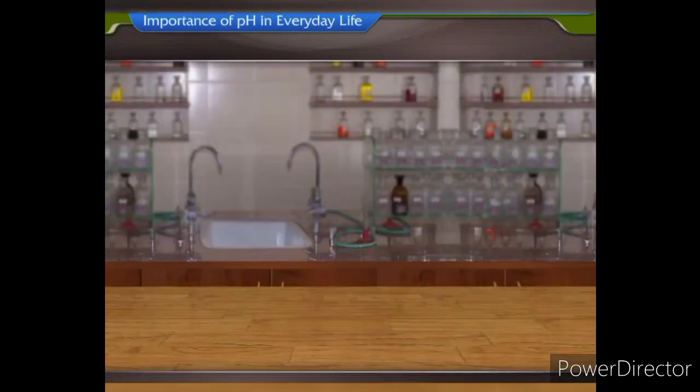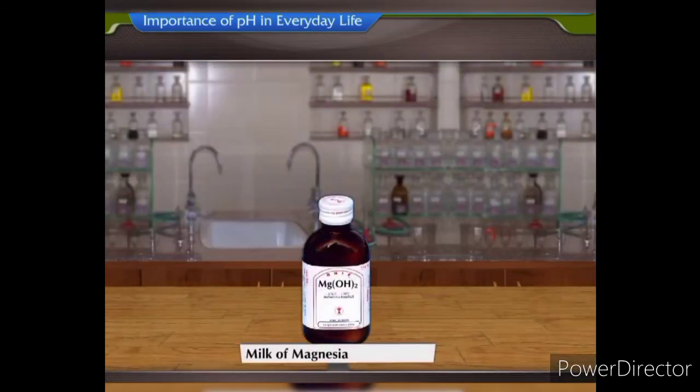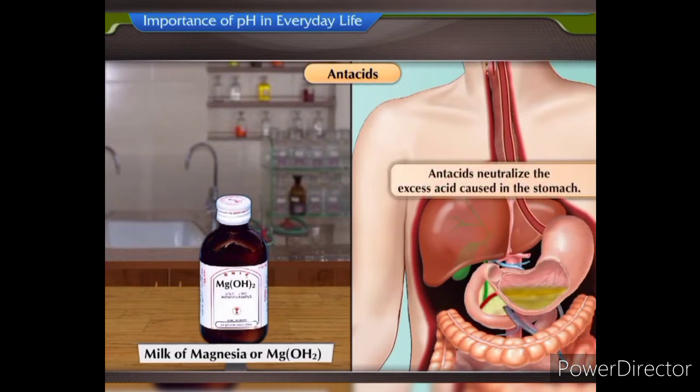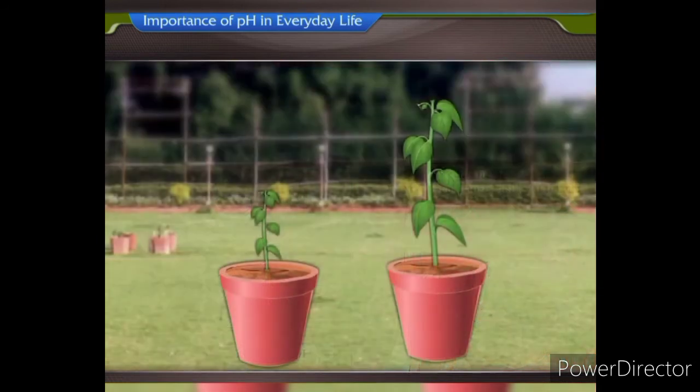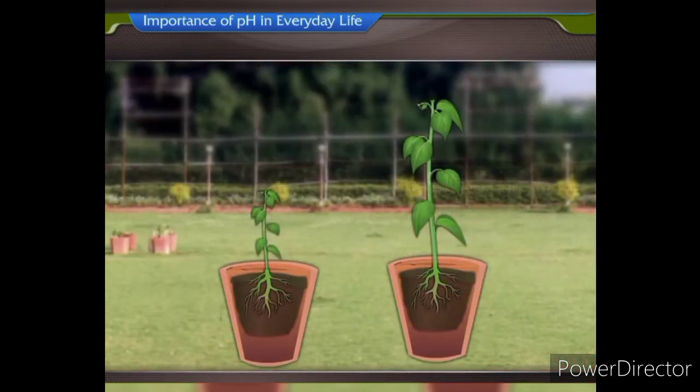There are certain chemical substances like milk of magnesia or magnesium hydroxide that can fight acidity. They are called antacids. Antacids neutralize the excess acid produced in the stomach. Like us, plant growth is also affected by varying pH, or varying acidity or alkalinity of the soil. Let us perform an activity to understand this.